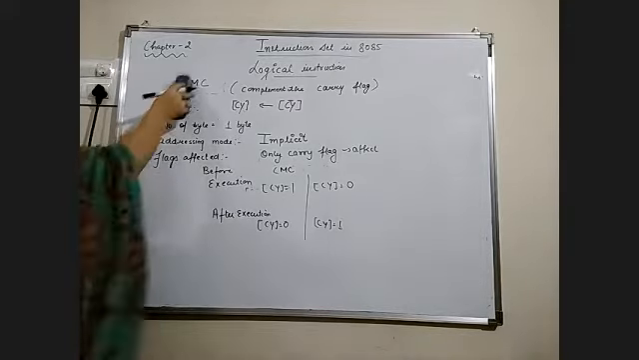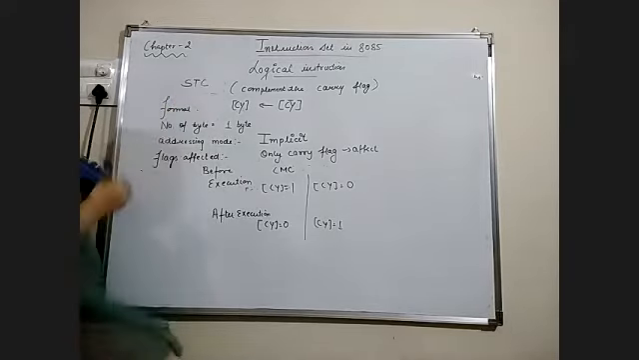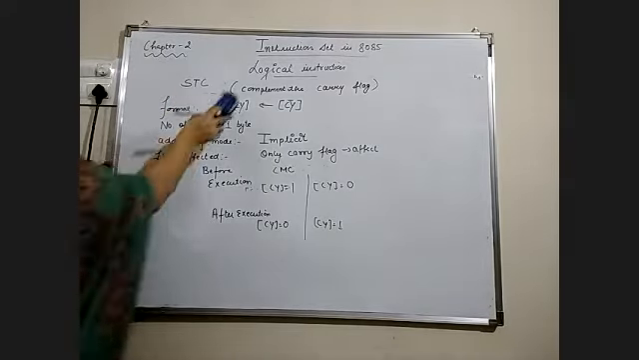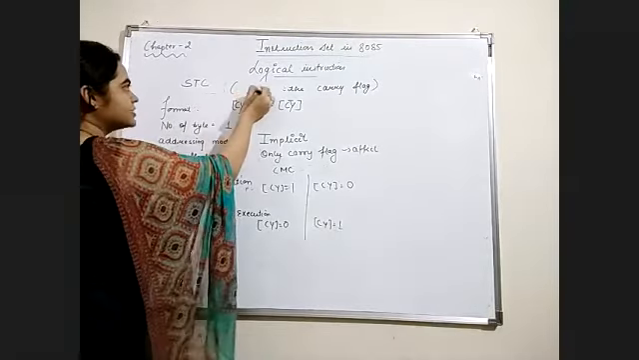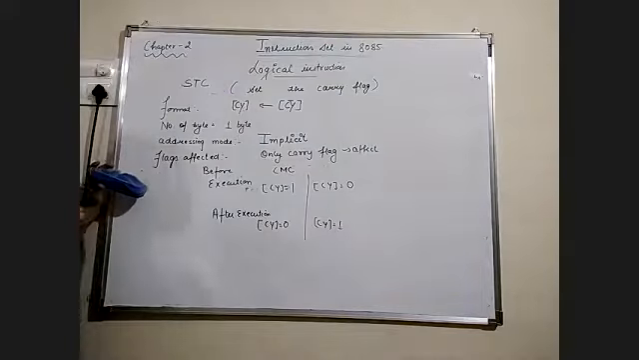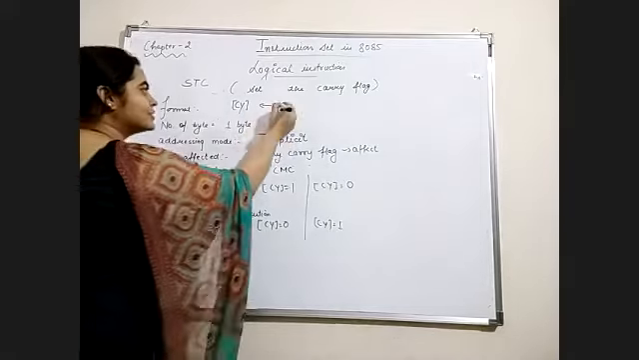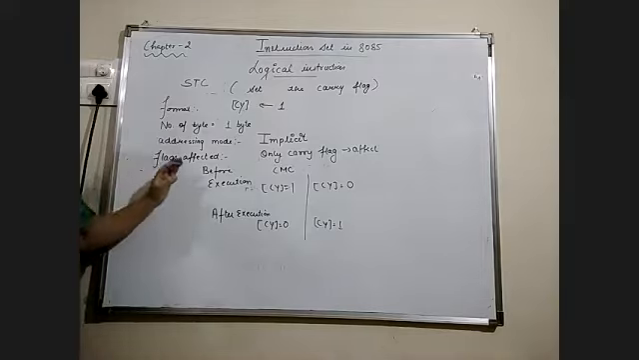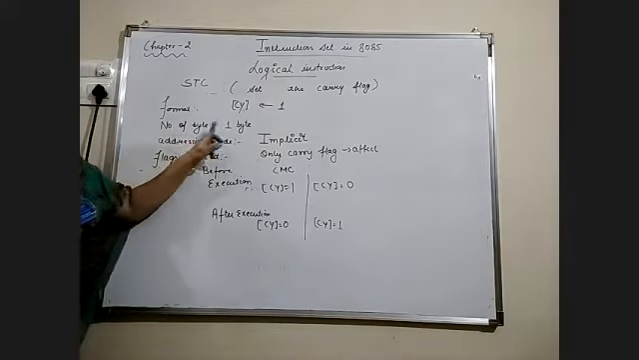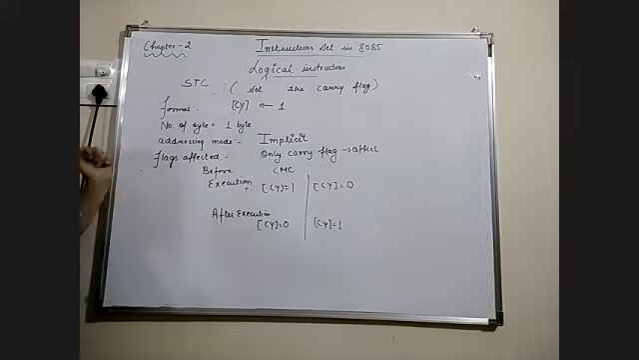Now, after this, the next instruction related to the carry flag is STC. STC means set the carry flag. Set means to put 1 into the carry flag, and reset means 0. So this instruction stores 1 into the carry flag. This instruction is again 1 byte, because no address or data is given in the instruction.